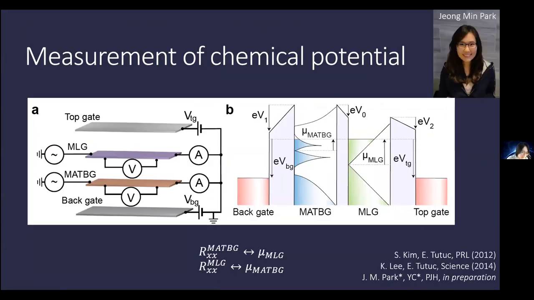Inspired by this experiment, we directly measured the chemical potential of magic angle twisted bilayer graphene using a structure shown here on the left. This is a technique first demonstrated by the Emanuel Tutuc group at UT Austin. If you take 2 pieces of graphene and put them very close together, you can measure the transport on one layer to figure out the chemical potential on the other layer. So here we put one layer of monolayer graphene on magic angle twisted bilayer graphene, separated by a few nanometer barrier of hBN, and then we can use them to mutually sense the other layer's chemical potential.